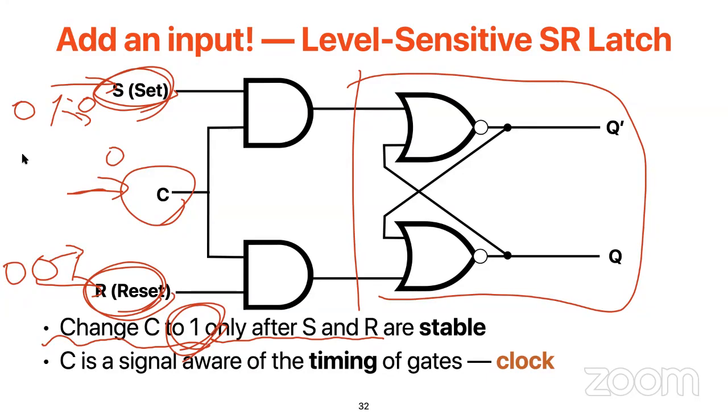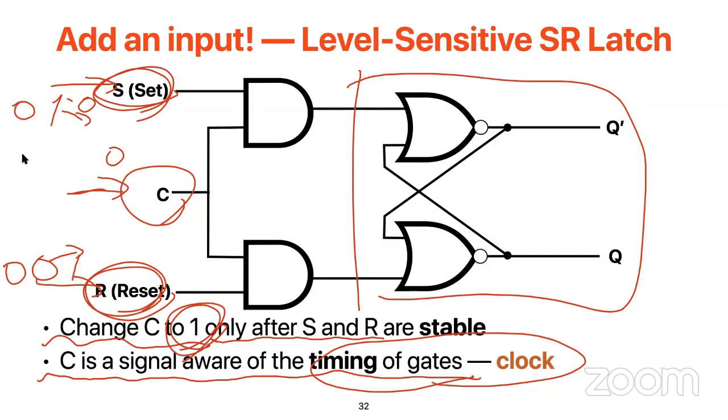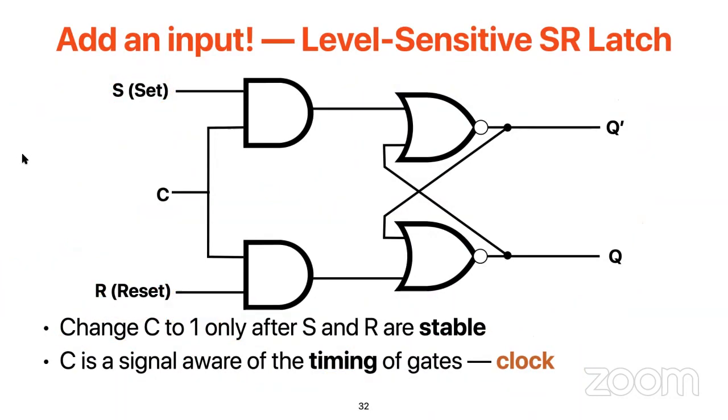So this C we use is essentially the clock that we use in many of the logic. And the reason why we have this clock signal is because we want to make sure that this part of the circuit would only function, react to the input of S and R after their signals are stabilized. So this is one design, right?